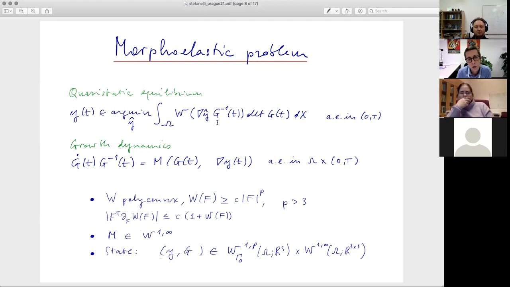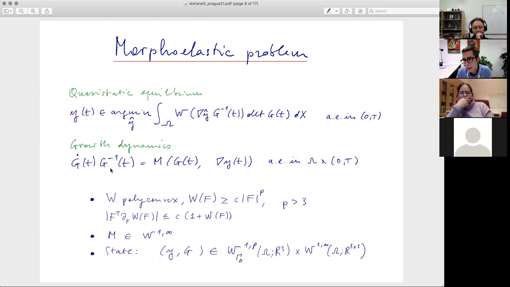So here you see no loads. I just wanted to simplify everything, but of course loads can be included. For the growth dynamic, I have the ODE that I just wrote. Just for historical reasons, I'm taking the G inverse to the left-hand side. So G dot G inverse is equal to M, the growth rate. This has to be fulfilled in the sense of tensors, almost everywhere in space and time.